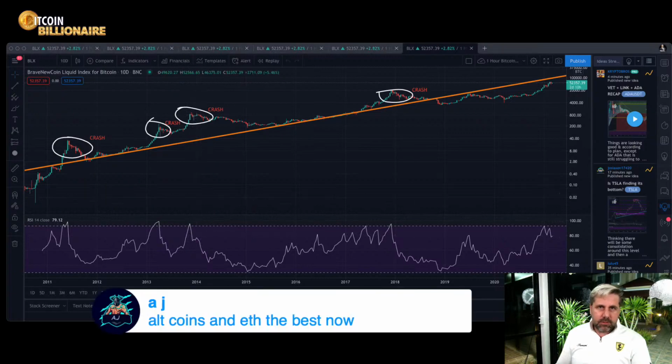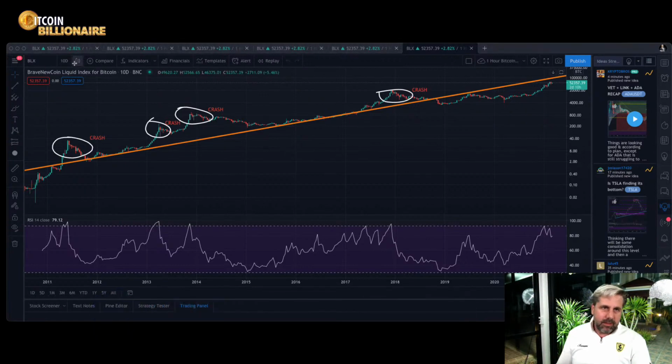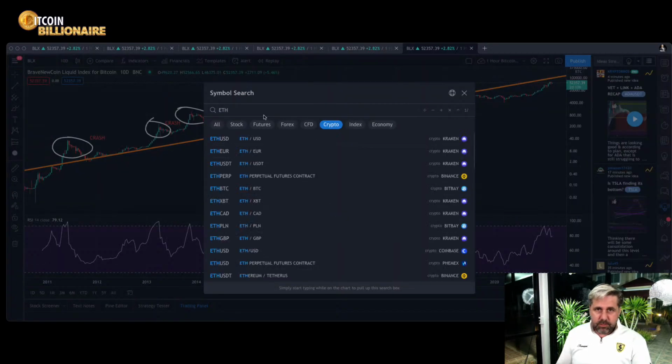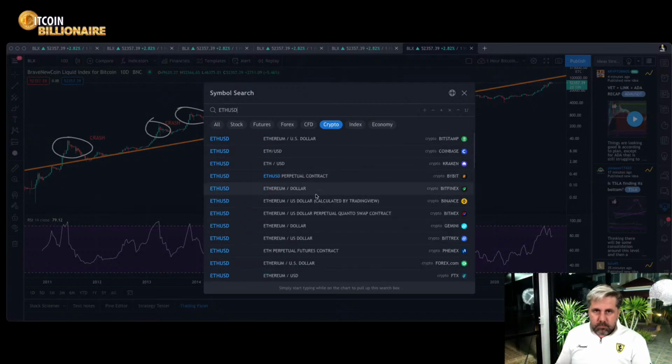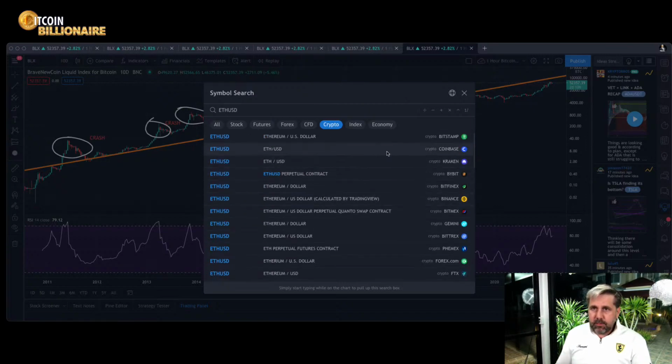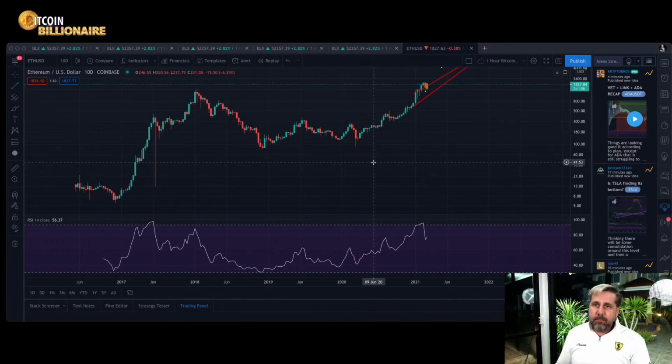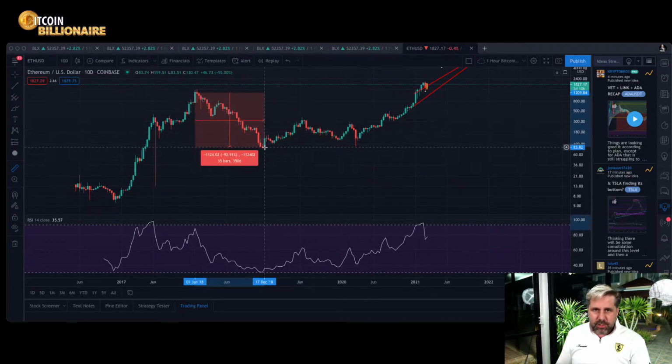That's right. Altcoins, and Ethereum is the best right now. I'm primarily invested in Ethereum. Let's look at Ethereum right now, because Ethereum is really good. It's doing very, very well right now. Okay, let's just type Ethereum. As you can see, I bought Ethereum here. I sold my position here before it crashed.